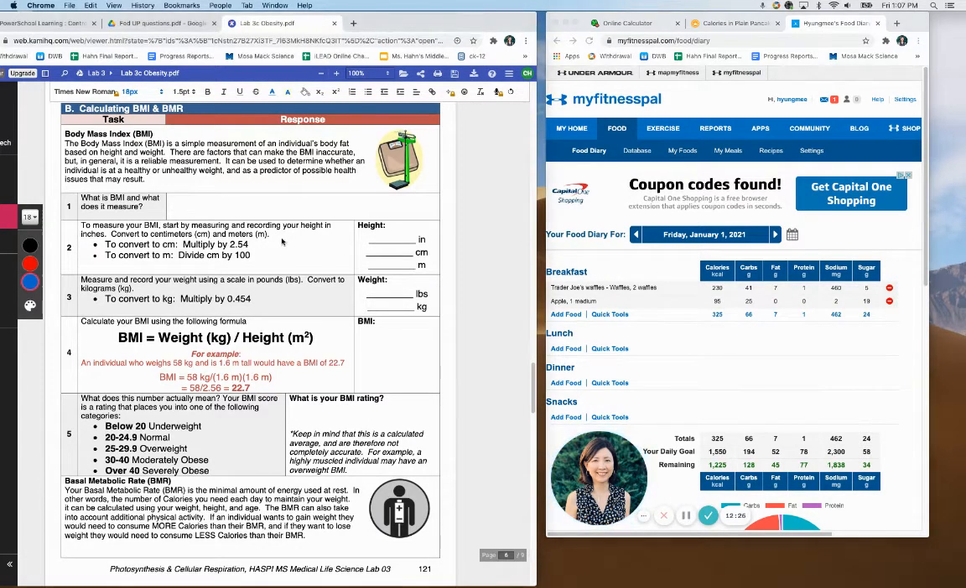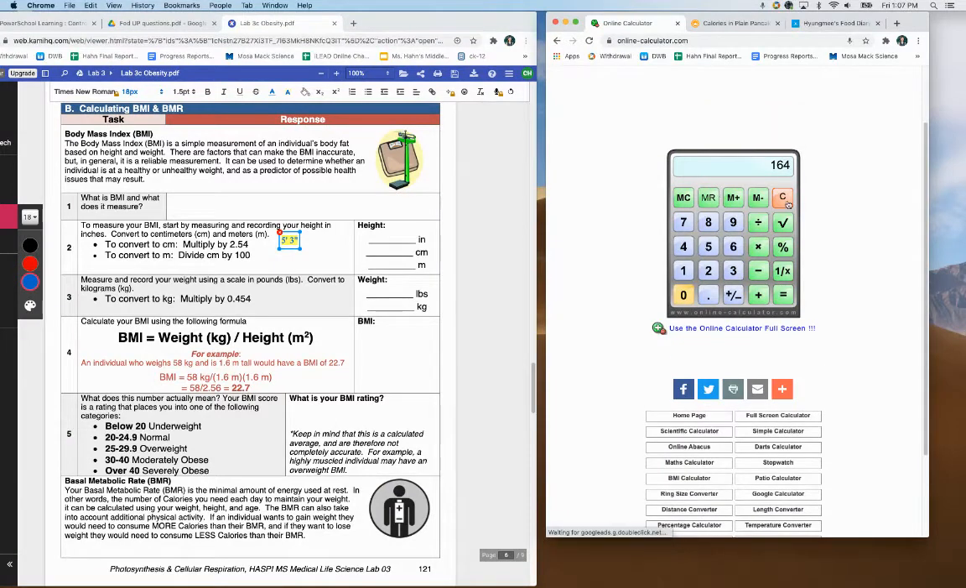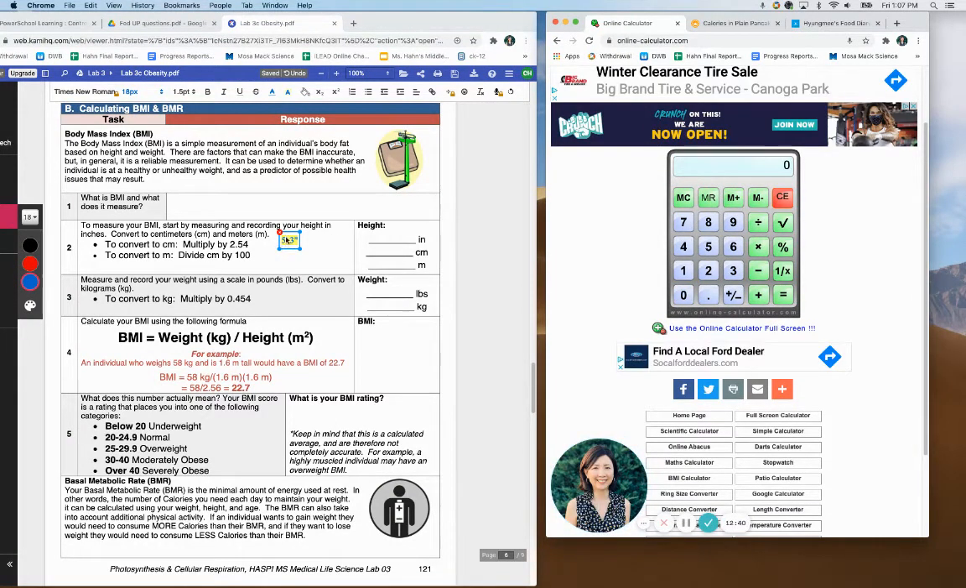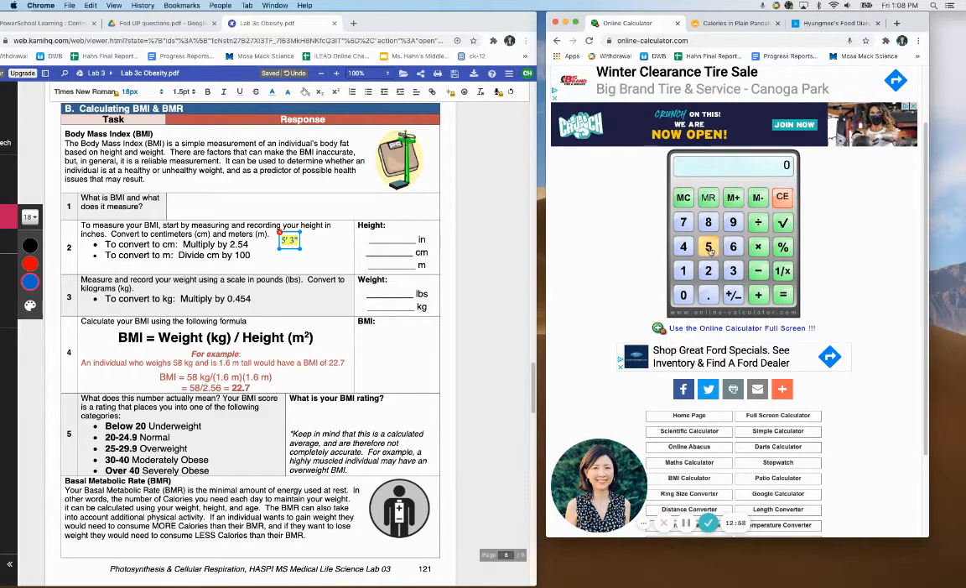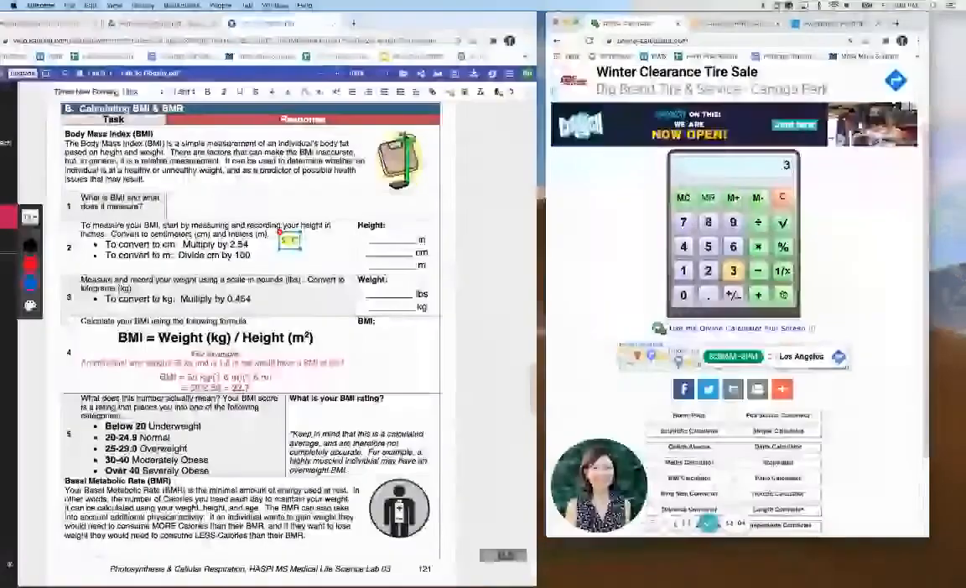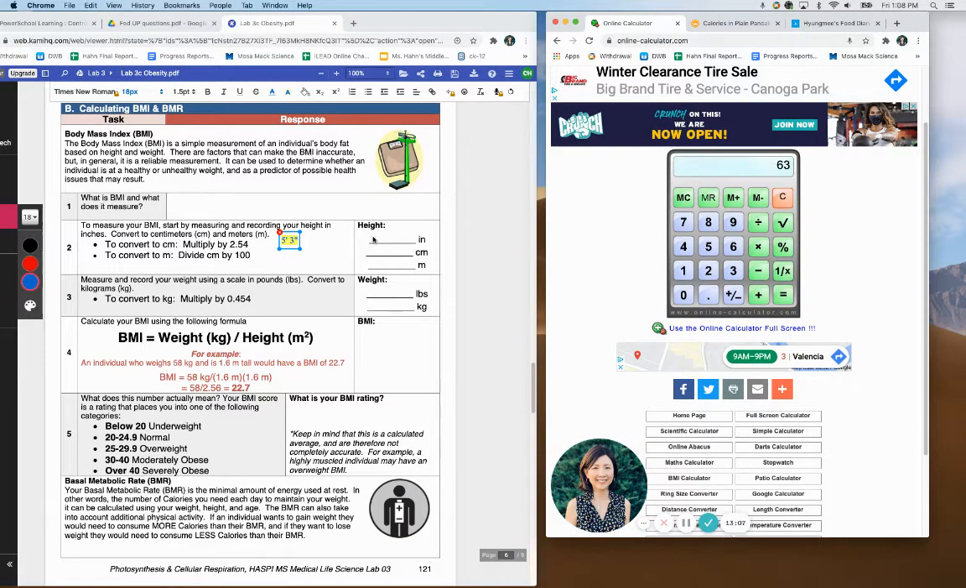So if I'm 5'3", which I'm not, I'm guessing that might be a height for some of you. Okay, if I'm 5'3", each foot is 12 inches. So I'm going to say 5 times 12, and then plus 3 more inches. Okay, so I would be 63. What just happened there? So 5 times 12 plus 3. So I'm 63 inches.